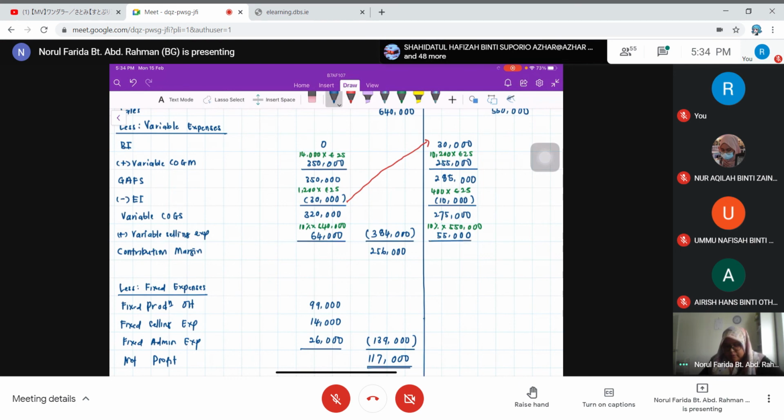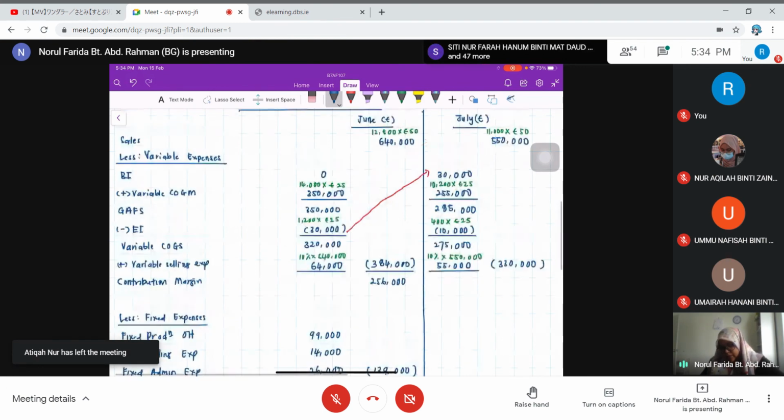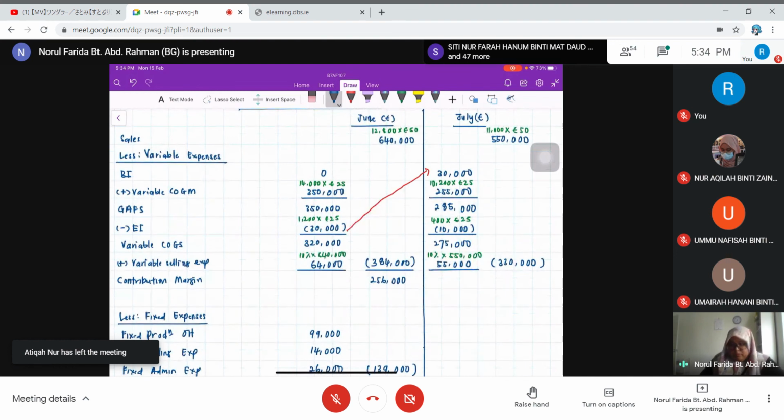Alright. So 275 campur 55 adalah 330. Tolak dengan you punya sales 550. So you akan dapat contribution margin 220.